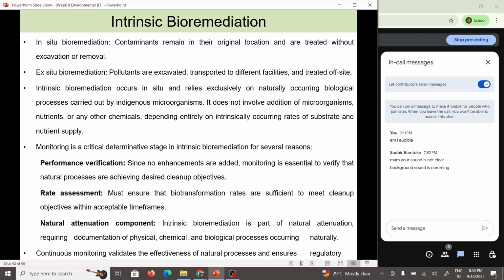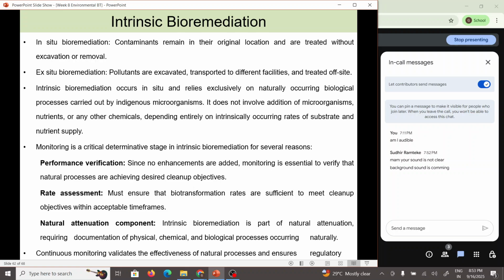And next we have the intrinsic bioremediation. Before going into the intrinsic bioremediation, we can talk about in situ bioremediation and ex situ bioremediation. In situ bioremediation is, as we all know, going to take place in the exact location where the contamination has happened. In case of ex situ, we are going to transfer the pollutants to some other different facility and then treat them in a separate site, different from the site of contamination.